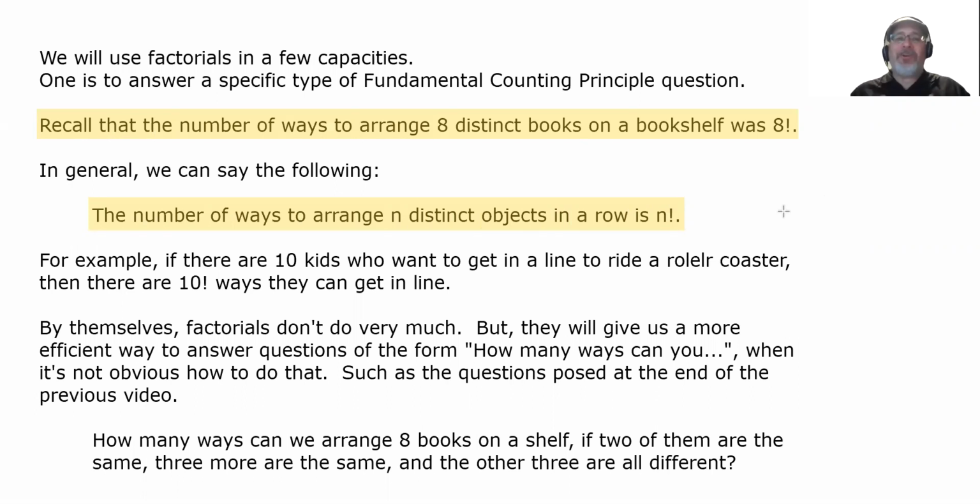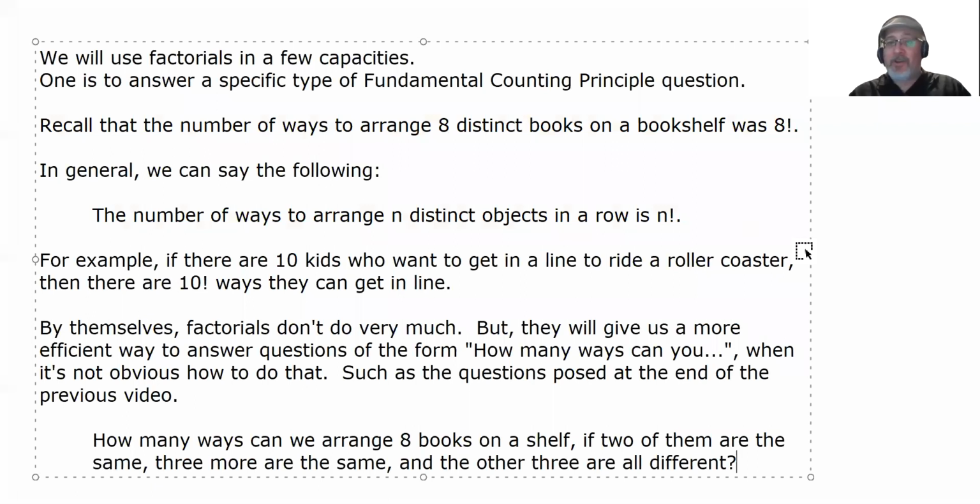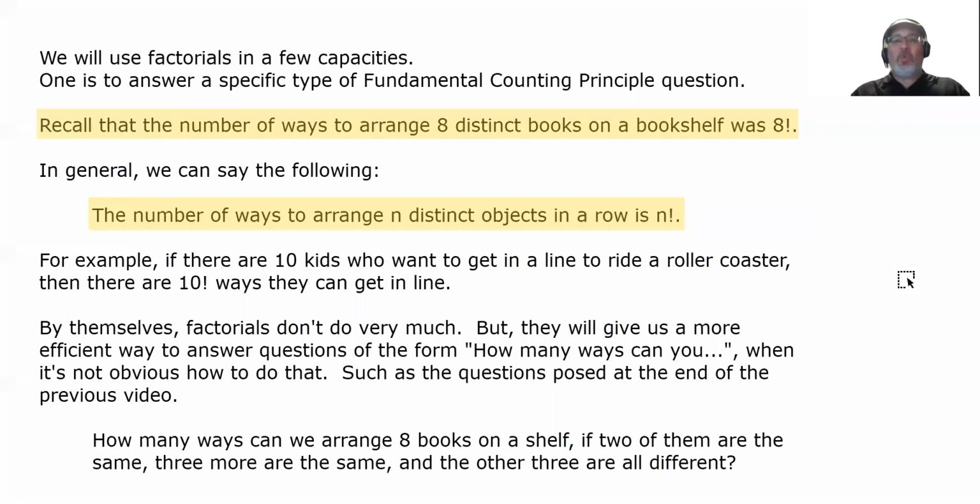For example, if there are 10 kids who want to get in line to ride a roller coaster, then there are 10 factorial ways they can get in line.